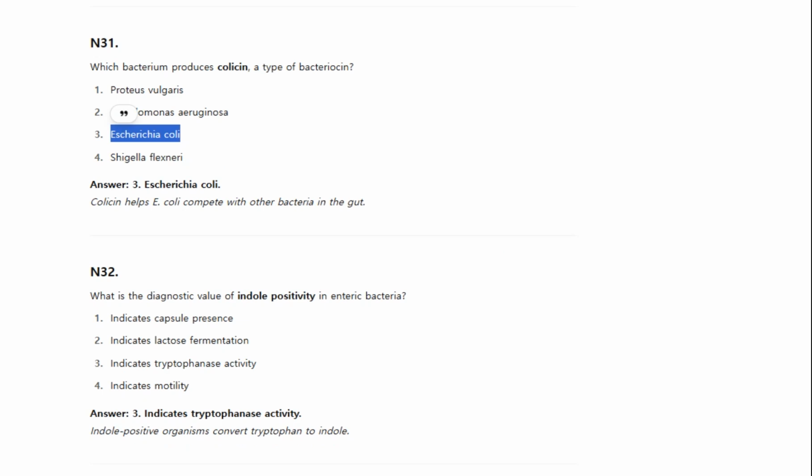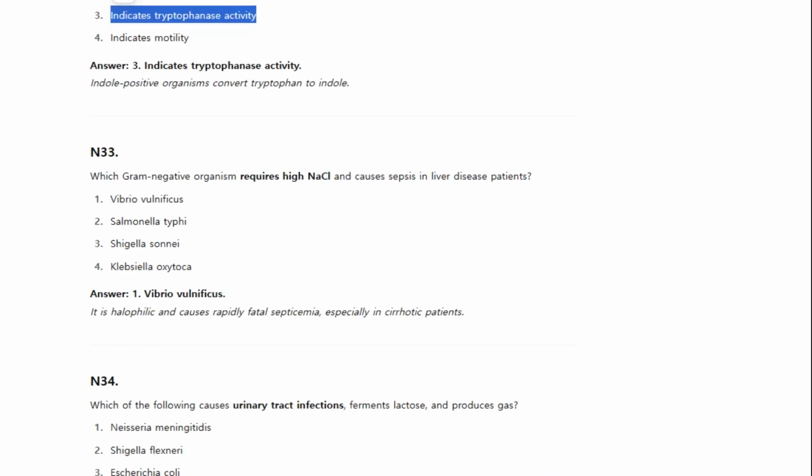N32. What is the diagnostic value of indole positivity in enteric bacteria? 1. Indicates capsule presence. 2. Indicates lactose fermentation. 3. Indicates tryptophanase activity. 4. Indicates motility. Answer 3. Indicates tryptophanase activity. Indole-positive organisms convert tryptophan to indole.